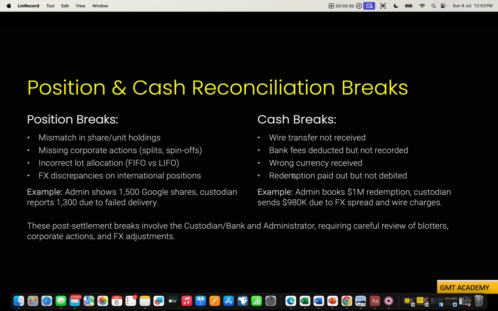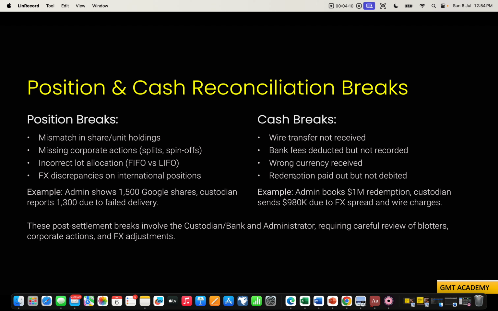In the cash part you will see a wire transfer not received. Cash is like oxygen for the reconciliation. It is often invisible, but it is vital. When it goes wrong, the entire NAV suffers. Examples are a wire transfer not received, bank fees deducted but not recorded, the wrong currency received, or a redemption paid out but not debited.